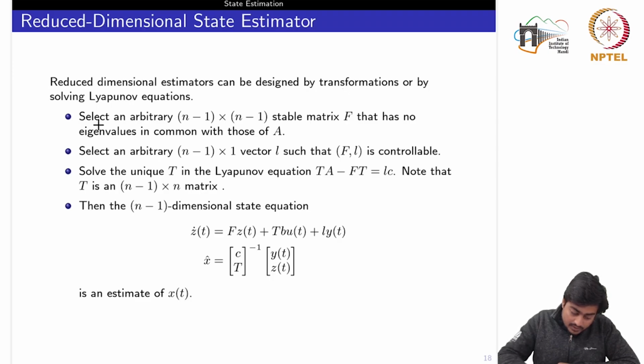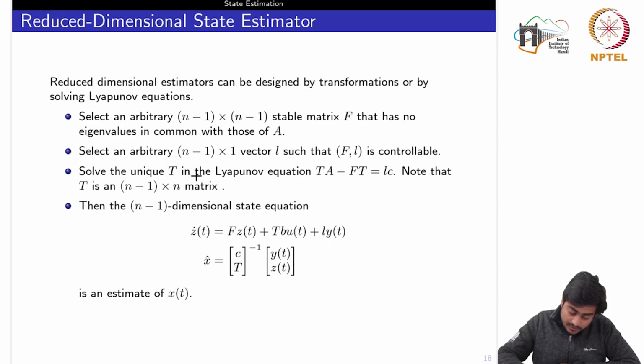So if we recall the steps that we had seen in the full order observer, there we select an arbitrary stable matrix F of dimension n. But here we select an arbitrary matrix of dimension n-1, which is less than n. And in addition, the eigenvalues of this F matrix are not common with those of the A matrix. The next step is to select the vector L of appropriate dimension such that this pair F, L is controllable.